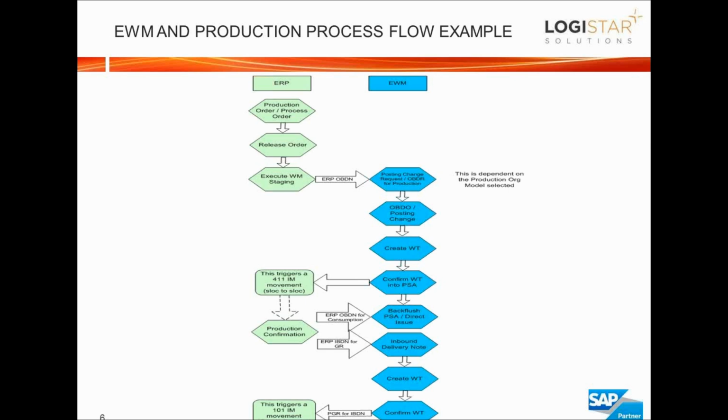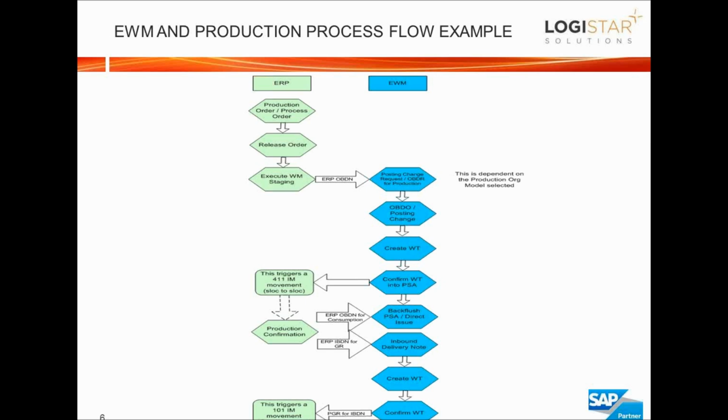Hopefully everybody can see this chart okay. It's a high-level process flow of what we're going to walk through today and the way that the standard integration for production works between ERP and EWM. On the left, you would start in ERP like you normally would, with creating a production order. You'd have your BOMs, your routings, recipes if you're using process industry. All that is set up just as you'd be operating today. You would still have to release the order, same process as today. You would then execute the staging.